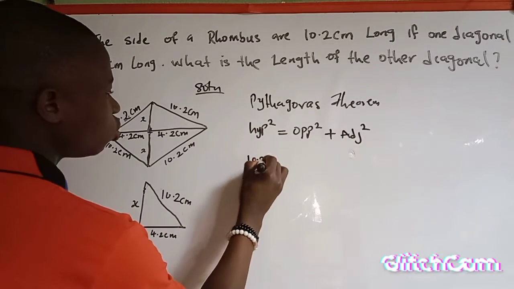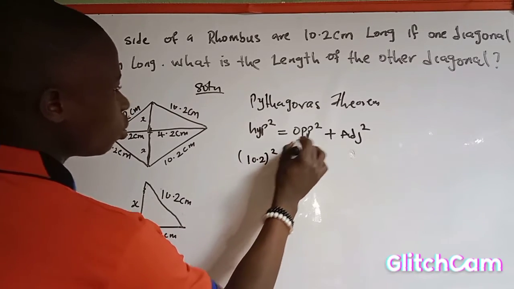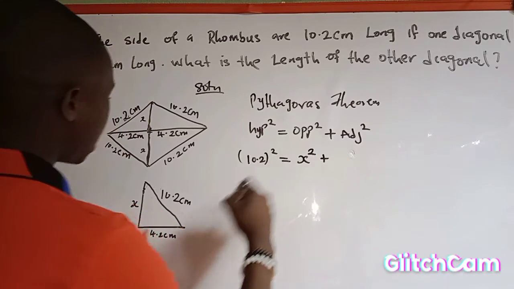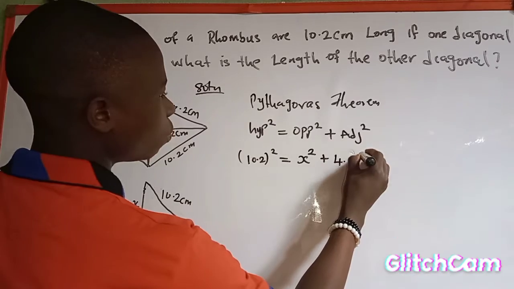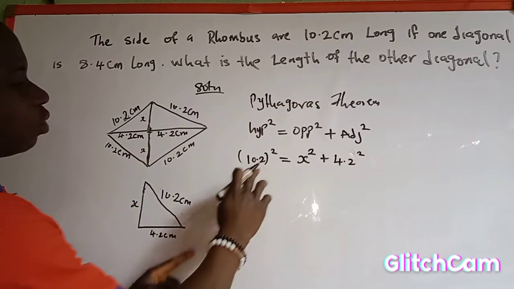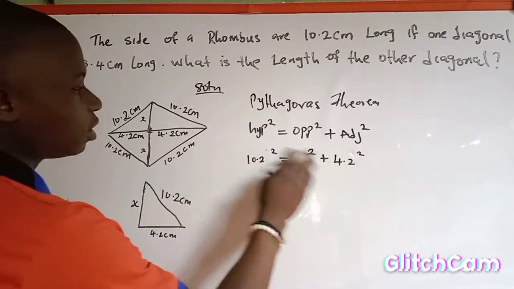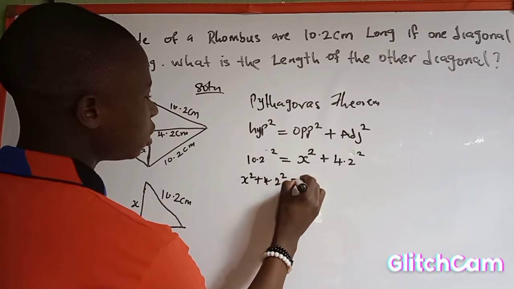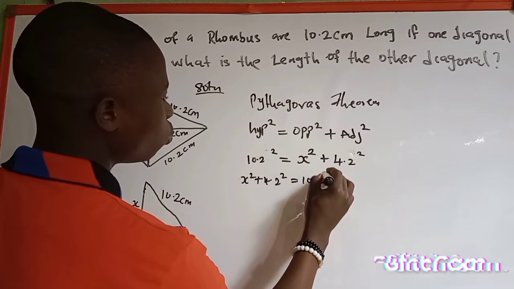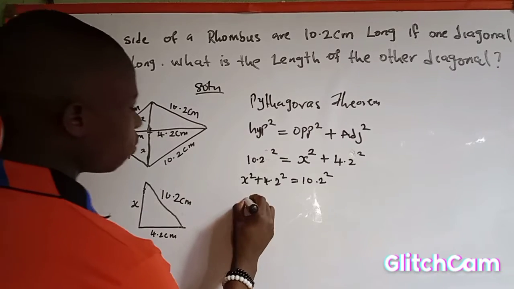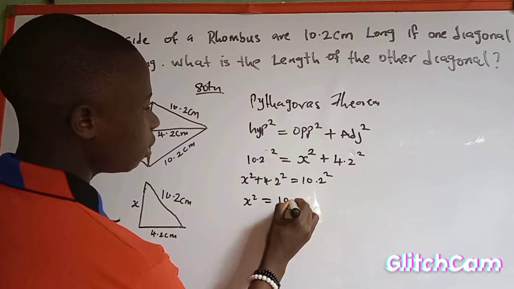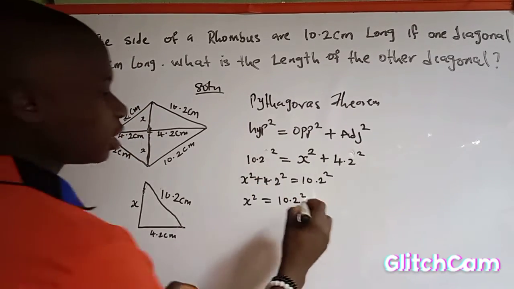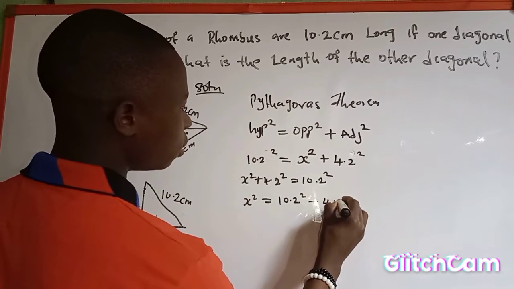So substitute this formula. Hypotenuse is the longest side. We have 10.2 centimeter square, which is equal to opposite. This is opposite to the angle, which is S square. It's not given, it's unknown. Then plus the adjacent, which is 4.2 square. Remember, we are looking for the value of S. If this is equal to this, I can also say S square plus 4.2 square is equal to 10.2 square. So making S the subject of the formula, I have S square equal to 10.2 square. Then this positive 4.2 square is going to cross and be turned to minus 4.2 square.